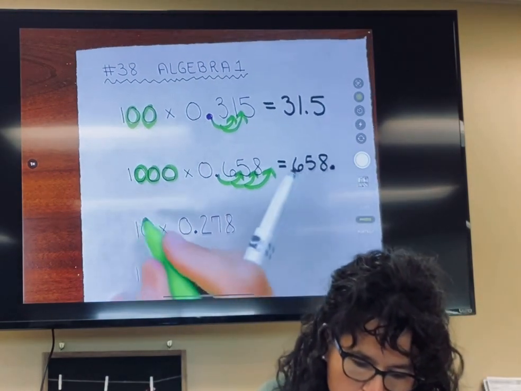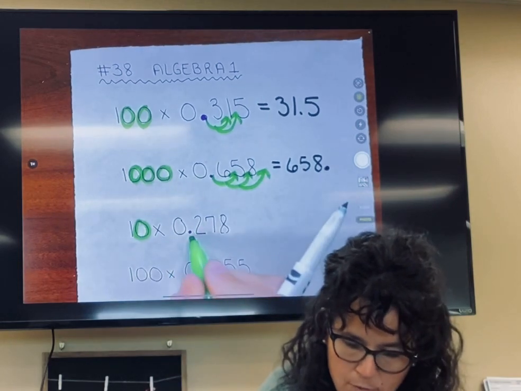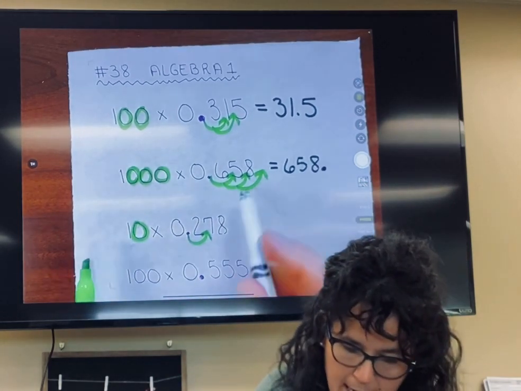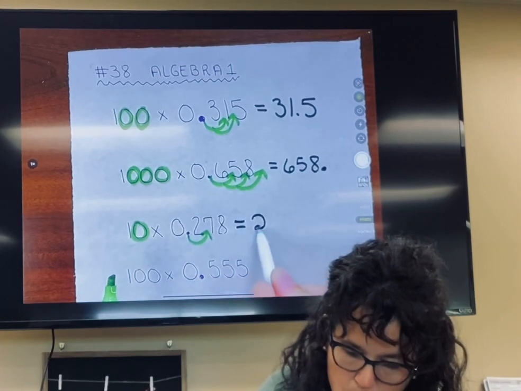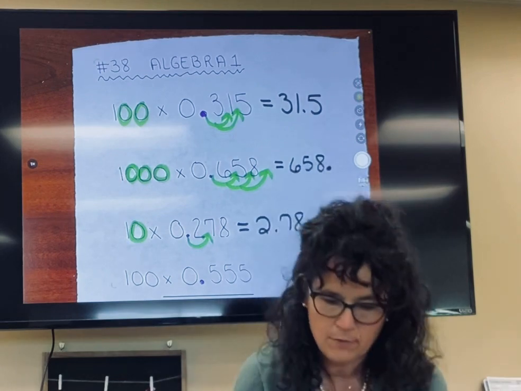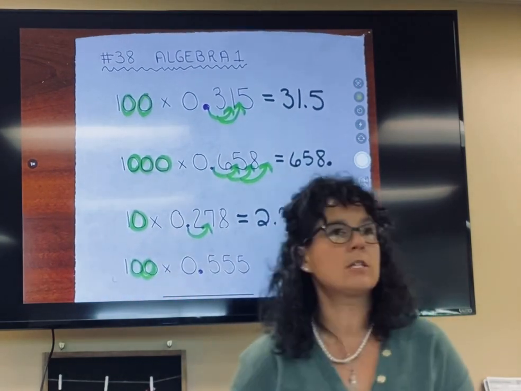Okay, so one more by 10. So if I multiply by 10, I'm going to move the decimal forward 1 time. And so my answer is 2.78. Last example of this one, I'm multiplying by 100, which has 2 zeros.